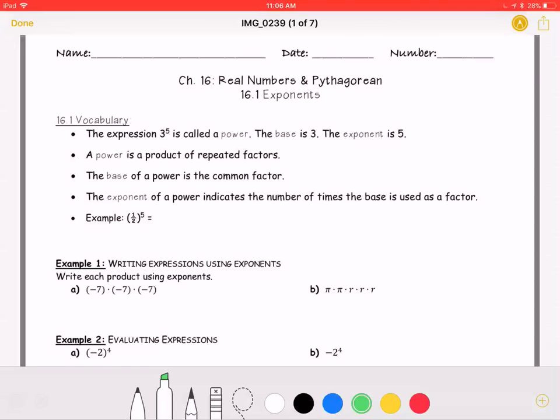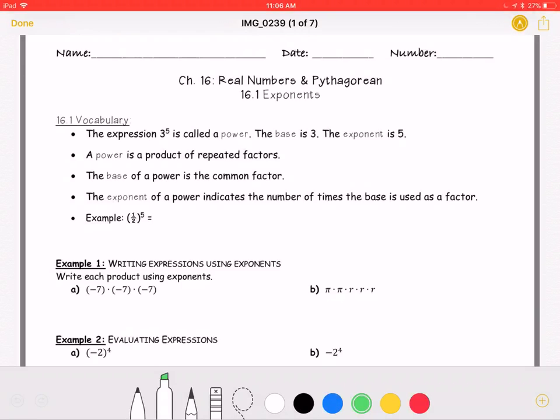All right, class, guess what? This is our last chapter, our last 8th grade standard, your last pre-algebra chapter with me. So let's get this done. That means we're close to the end of the year. All right, chapter 16, real numbers and Pythagorean.